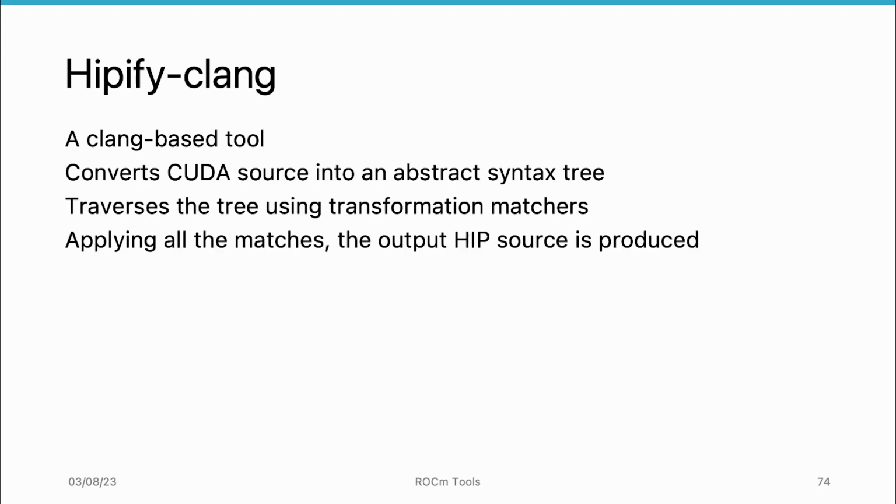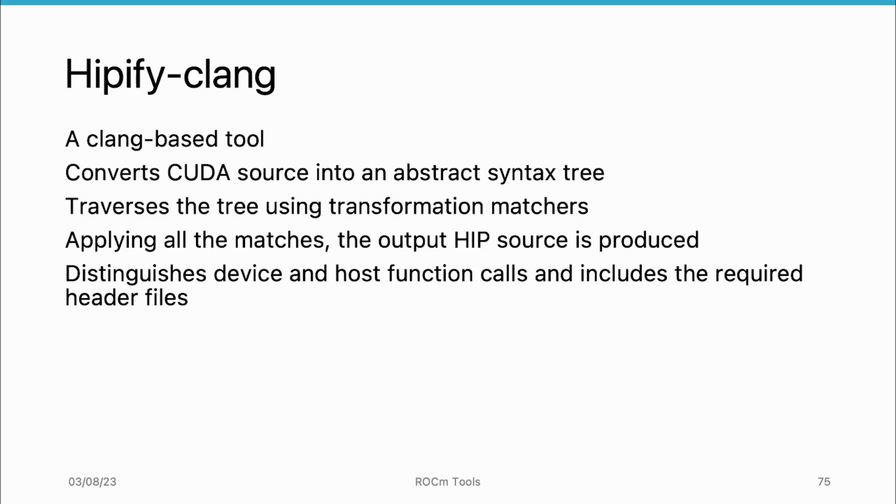Hipify-clang then traverses the abstract syntax tree using transformation matchers. Transformation matchers are a set of rules that define how the abstract syntax tree should be modified to convert CUDA code to HIP. For example, a transformation matcher might specify that all instances of CUDA-specific APIs should be replaced with equivalent HIP APIs. By using transformation matchers, hipify-clang can automatically convert CUDA code to HIP without requiring developers to manually rewrite their code.